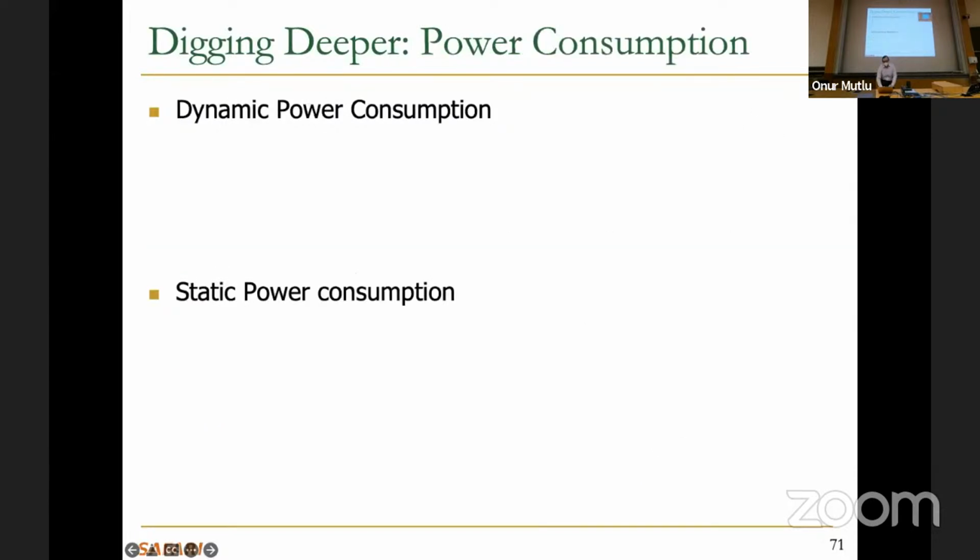Okay, let's talk about power consumption. This is important because power is, as you know, one of the bigger limiters, energy and power. And there are usually two aspects of power consumption. One is dynamic, when the circuit is switching, basically. When you apply some input and the input changes, you consume some dynamic power. And you also consume some static power when the circuit is not doing anything.